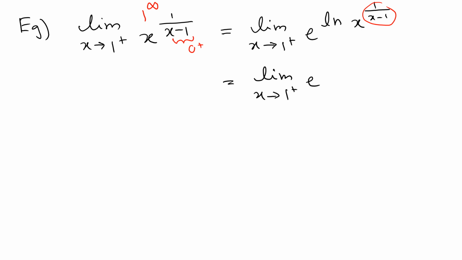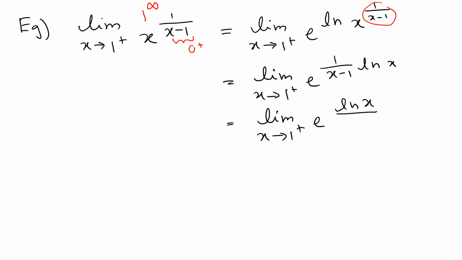So it's going to come out as e to the 1 over x minus 1 times ln x. If you want to rewrite it with a little exaggeration, you can write it like this first: the limit as x goes to 1 plus of e to the ln x divided by x minus 1. See exactly what happened when you do that.